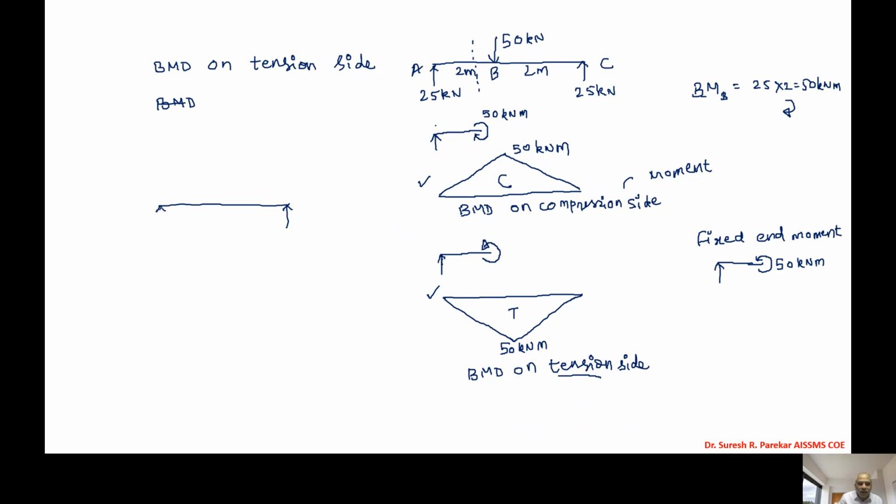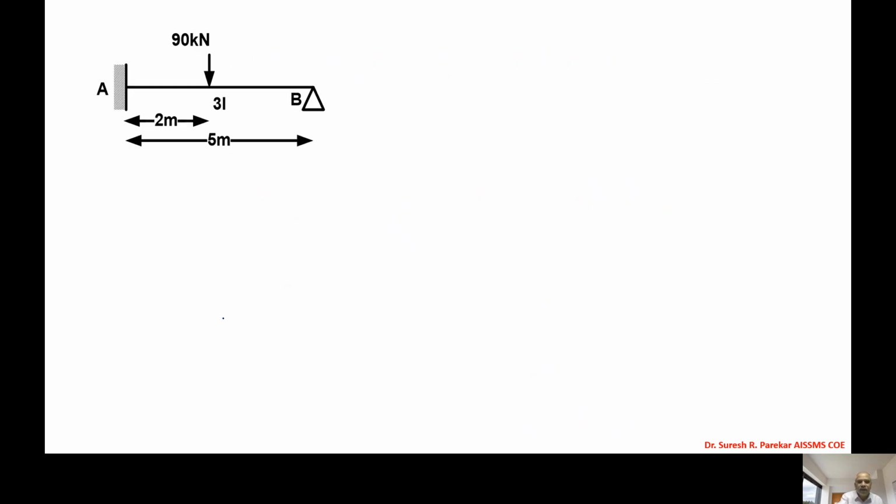Now if you have a UDL in this fashion and you plot BMD, then we are going to get this BMD. This is on compression side. And if I plot BMD in this fashion, then we have this BMD on tension side. So simple. Now we will switch over to the problem. We will take 2-3 problems and then you will come to know how to plot this diagram.